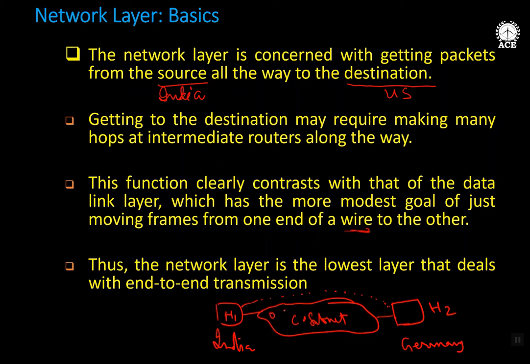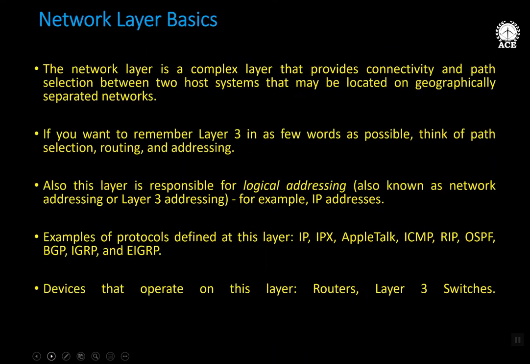So if I'm transmitting from one host to another host, that is a data link layer issue. One machine to another machine, one router to another, from one end of the wire to the other end, that is data linking. From one end machine to the other end machine, which has to go through several routers, that is called end-to-end connectivity. So the network layer is the lowest level that deals with end-to-end connectivity.